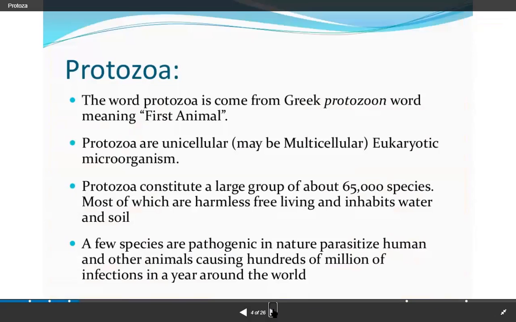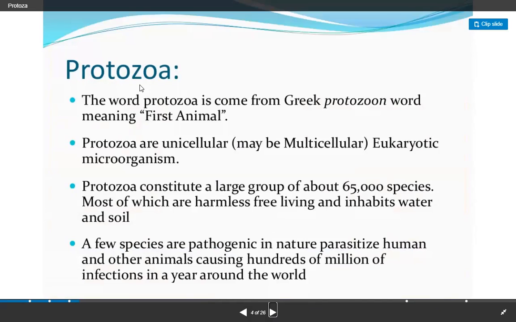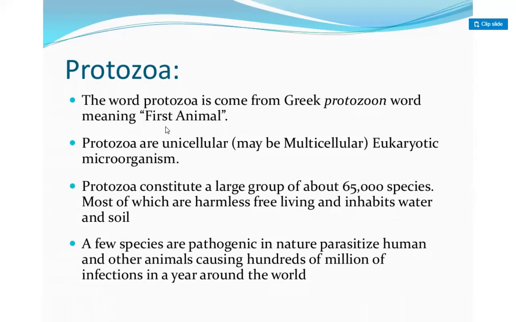Now come to the characteristics of protozoa. The word protozoa comes from the Greek word meaning first animal. Proto means first, zoa means animal, meaning they are the first animal. According to classification, diversity, or the evolutionary perspective, protozoans were the first animals.